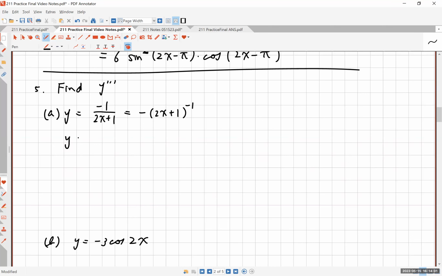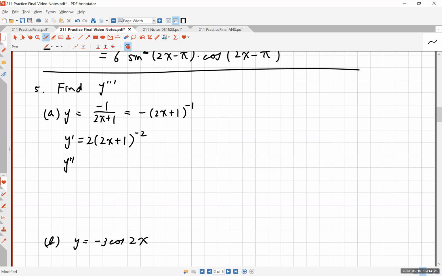Okay. And then the derivative, of course, is negative times negative 1. That's positive 1, 2x plus 1 to the minus 2. And then remember the chain rule. So you have to multiply this by the derivative of the inside function, which is 2. So I'm going to write that 2 in front. Okay, so negative and negative canceled. So this is positive 2.